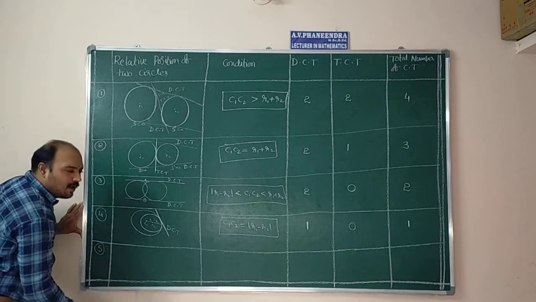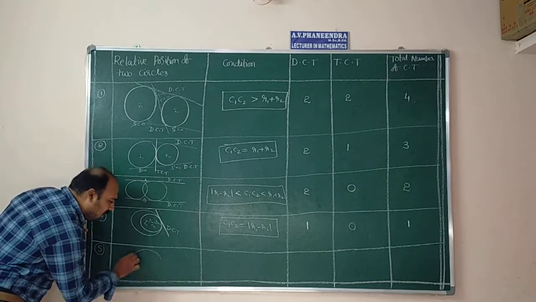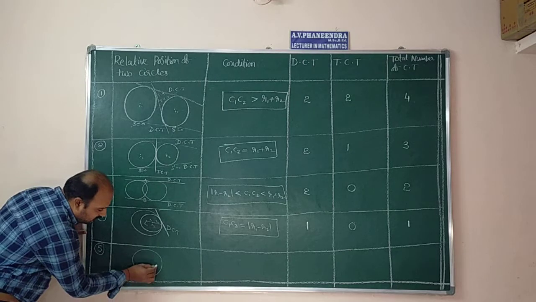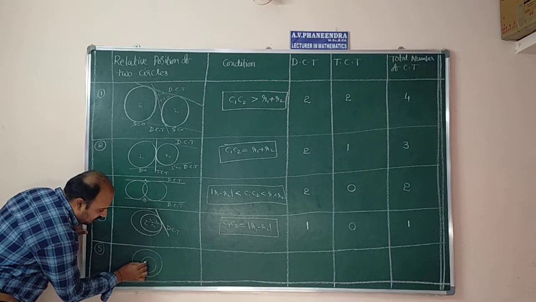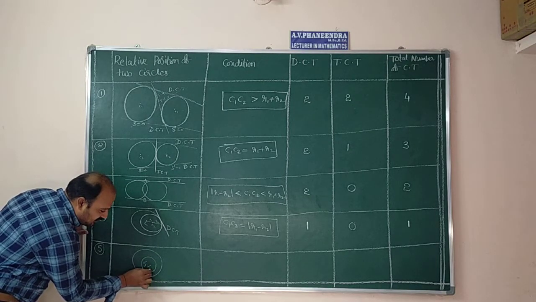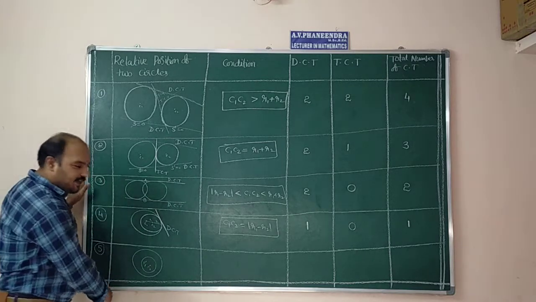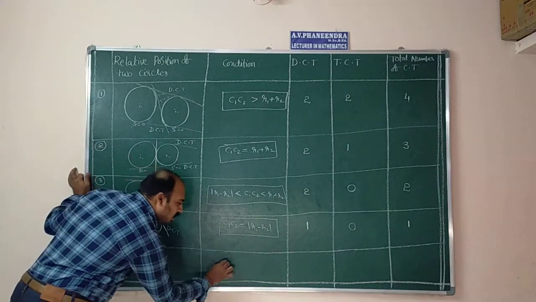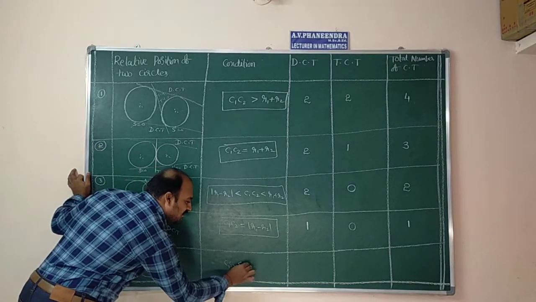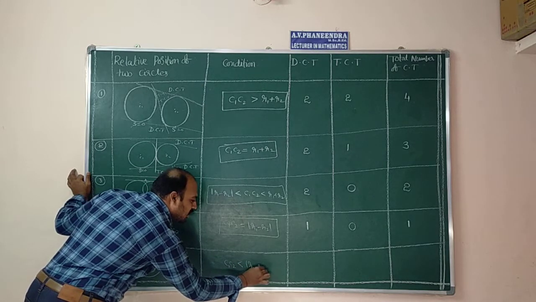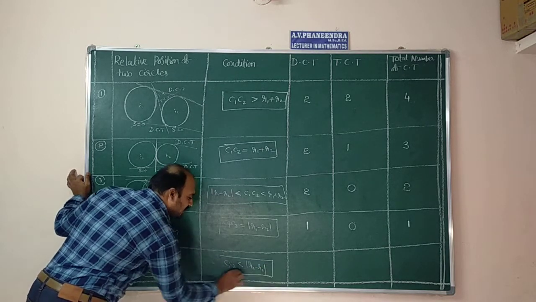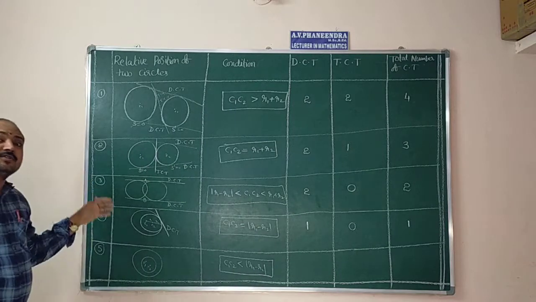And come to the last case, the fifth case. One circle completely lying in another circle. Here center of first circle, center of second circle. In this case, C1 C2 is less than modulus of R1 minus R2. The distance between their centers is less than the difference of radii.